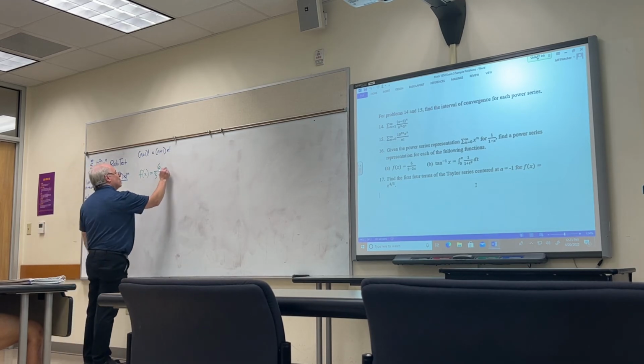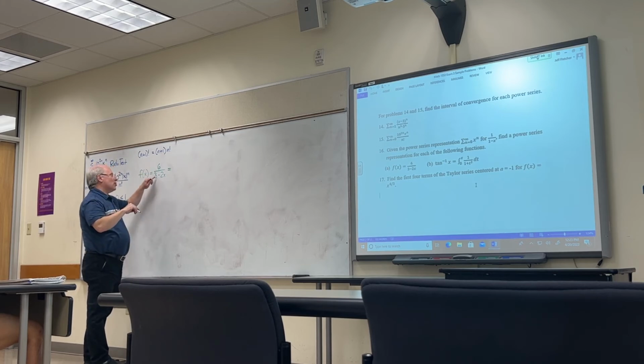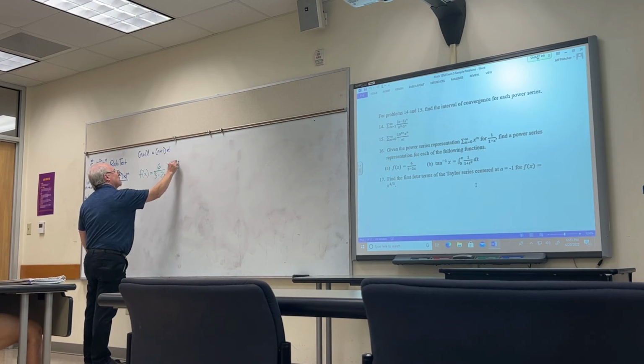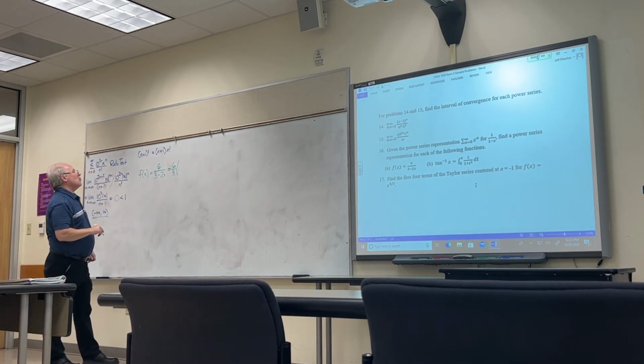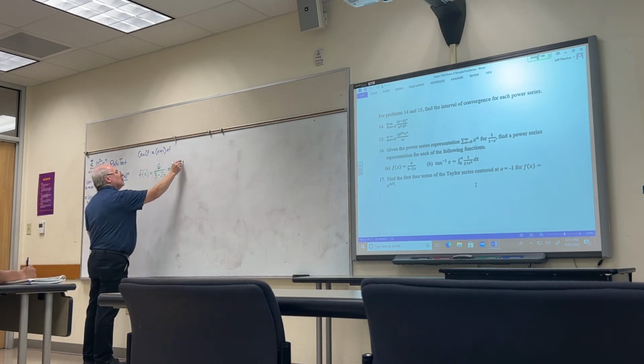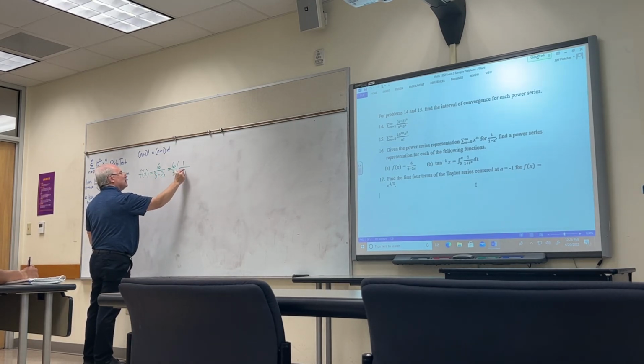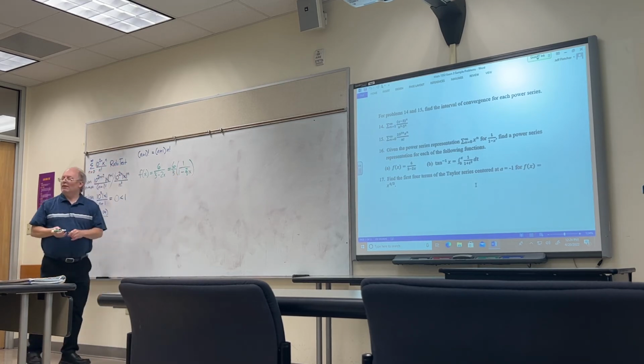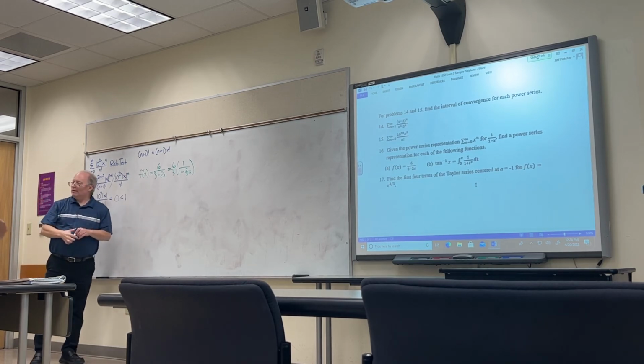Well, remember what we can do is we can factor out 6 from the numerator and 3 from the denominator. So we can factor out 6 over 3. So that will be times what? 1 over 1 minus, not 2x, 2x over 3, so 2/3 x, because you have to distribute.